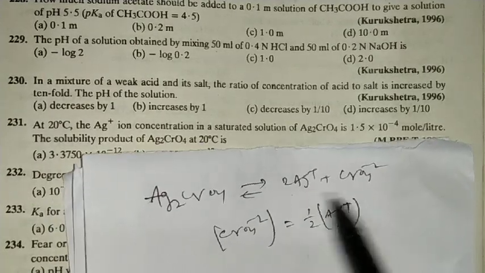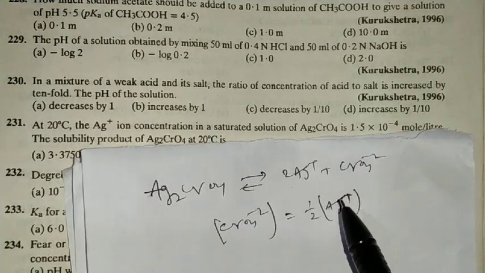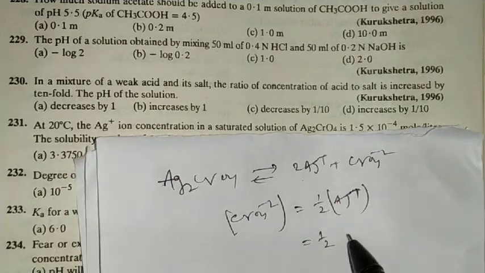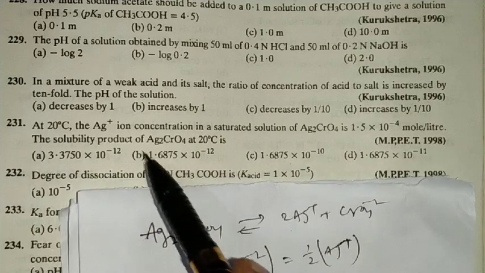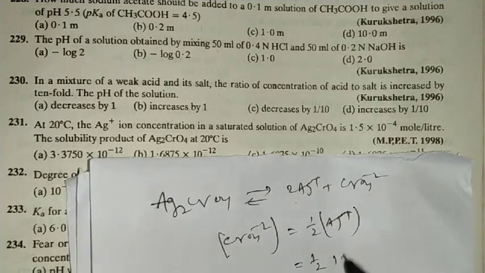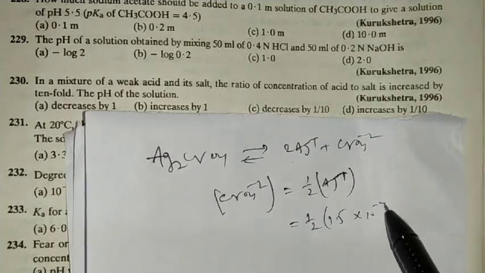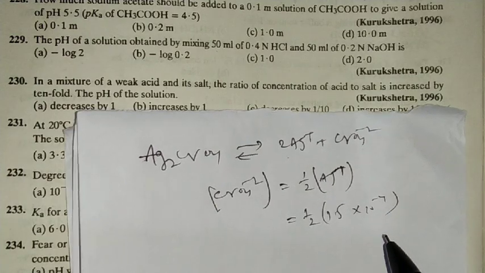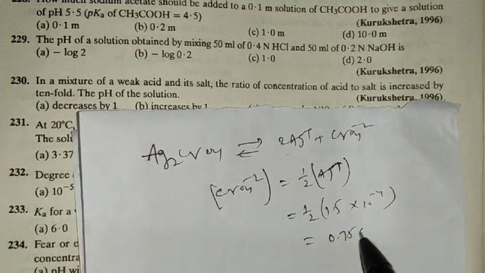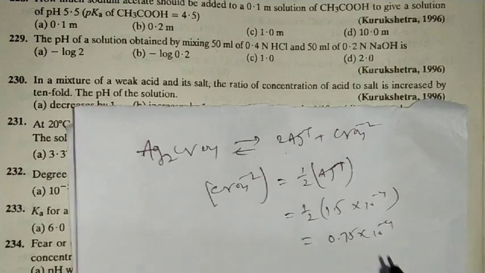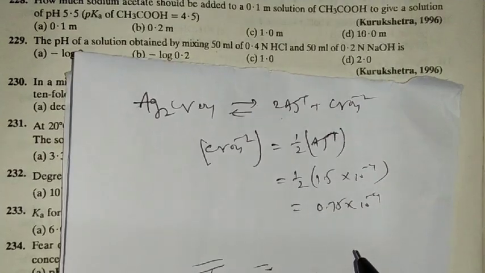So CrO4 minus 2 concentration equal to half into Ag plus concentration. Is it correct or not? This is 2 mole, this is 1 mole. That means exactly half concentration. So we get half into the Ag plus concentration already given, 1.5 into 10 power minus 4. Is it okay? So if we simplify, 0.75 into 10 power minus 4 is the concentration of CrO4 minus 2.